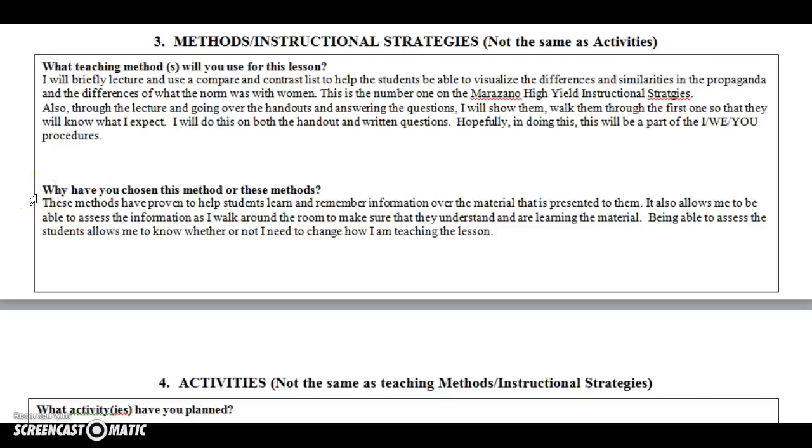Why have I chosen this method? These methods have been proven to help students learn and remember information over the material that is presented to them. It also allows me to be able to assess the information as I walk around the room to make sure that they understand and are learning the material. Being able to assess the students allows me to know whether or not I need to change how I'm teaching the lesson.